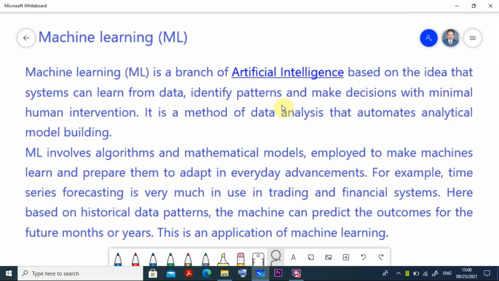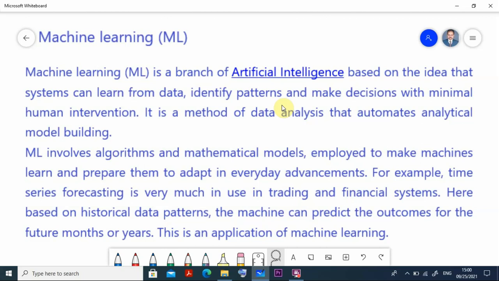Welcome to this world of machine learning. As you know, machine learning is a branch of artificial intelligence and it is based on the idea that systems can learn from data. It can identify patterns and make decisions with minimal human intervention. So we can go for some data analysis that automates analytical model building. That is the main purpose of machine learning.